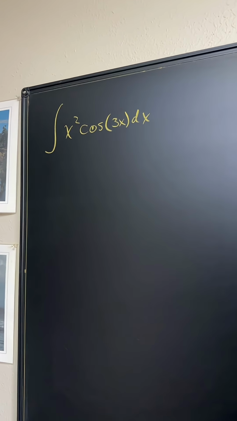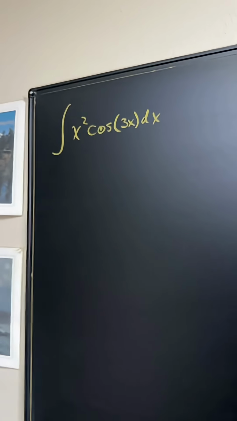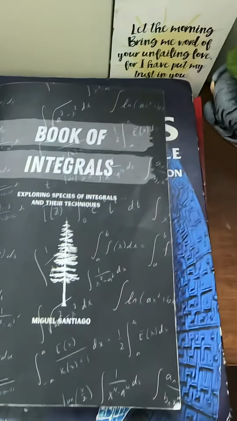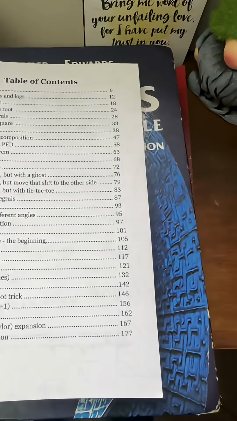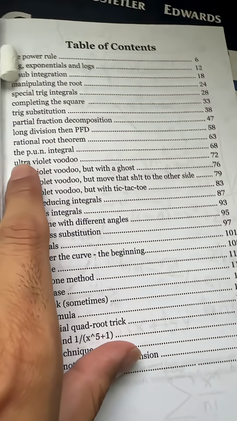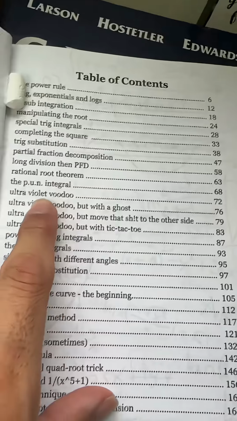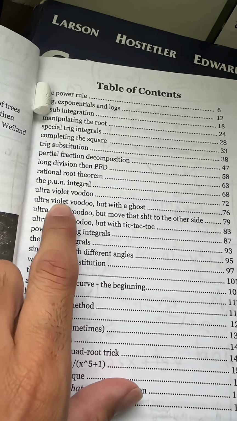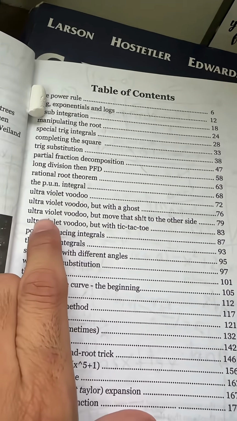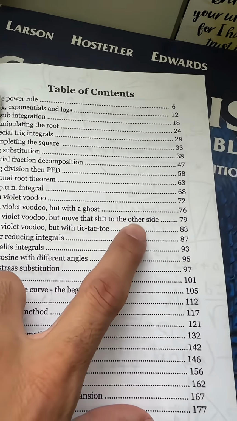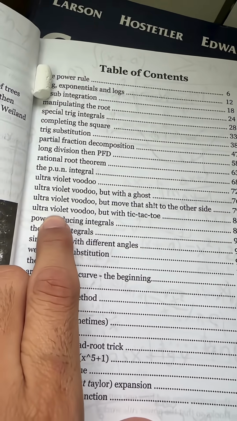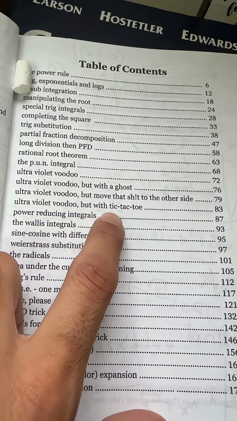And integration by parts comes in 4 different forms. And wouldn't you know, I definitely talk about this in my Book of Integrals. If we look at the table of contents, we have the original ultraviolet voodoo, which is just integration by parts. We have ultraviolet voodoo, but with a ghost. And then we have ultraviolet voodoo, but move that to the other side. And then the last one is gonna be ultraviolet voodoo, but with tic tac toe.